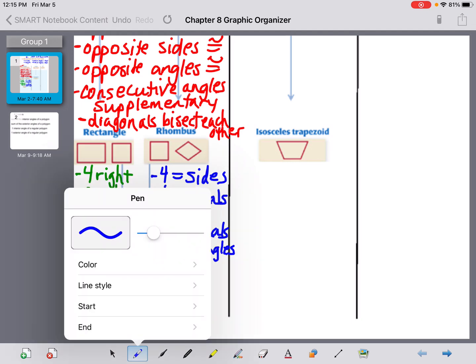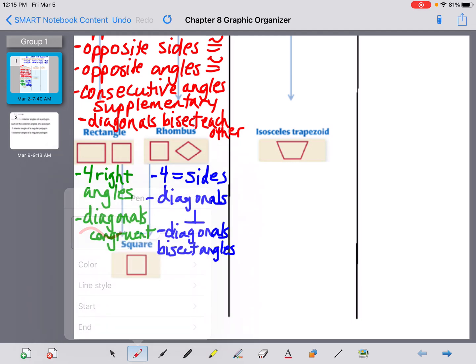And then we get down here to the square. Now notice it's below the other ones. That means that everything about a rhombus above it, everything about a rectangle above it, everything about a parallelogram above it, everything about a quadrilateral above it, all of those are rules for this square as well. So instead of rewriting them, I just put it on the lower to say everything above it is true, okay? So is there anything new that's special for these squares?